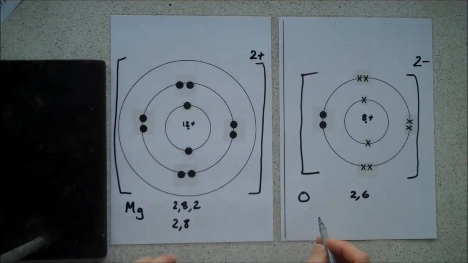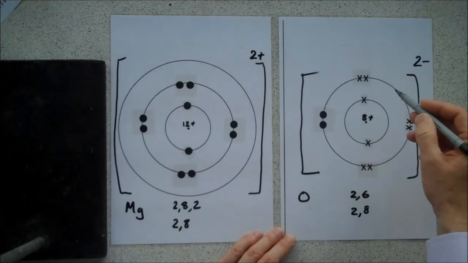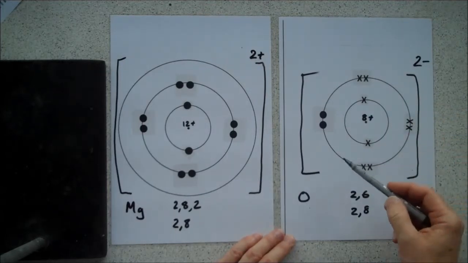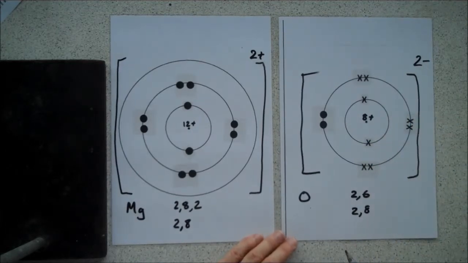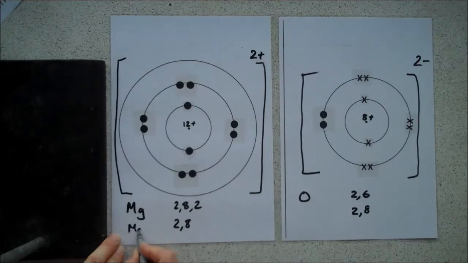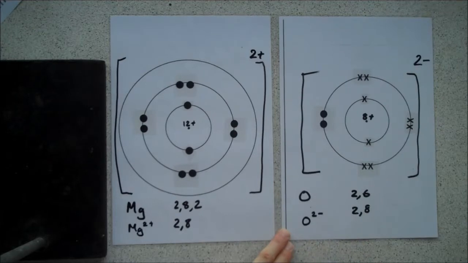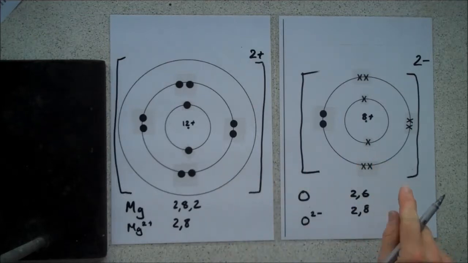So, going back to what we formed, we've now formed an ion of oxygen, we call it an oxide ion, and it's got the same electron configuration as the element neon. 2 in the first shell, 8 in the second, full outer shell, that makes oxygen stable as well. So magnesium has become magnesium 2 plus, oxygen has become O2 minus, and that is a dot cross diagram showing you exactly what's happened to form magnesium oxide.